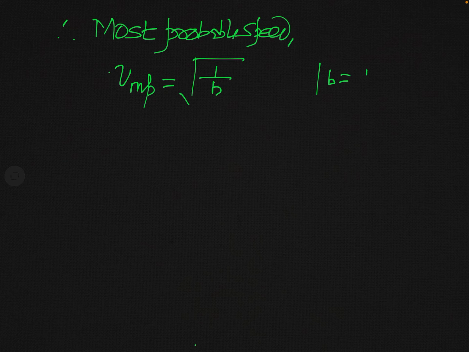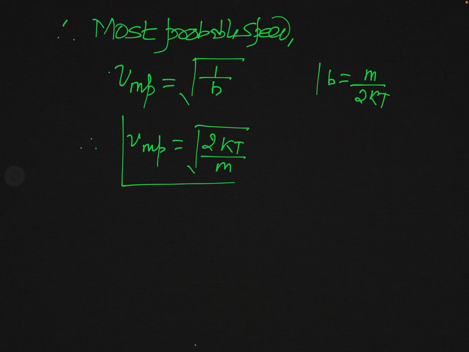Now let us substitute the value of b. You know that b is equal to m over 2kT. So when you substitute this value of b here, you will get that Vmp is equal to the square root of 2kT over m. So you have obtained the expression for the most probable speed here. And again you can see that this most probable speed Vmp is also proportional to the square root of T.